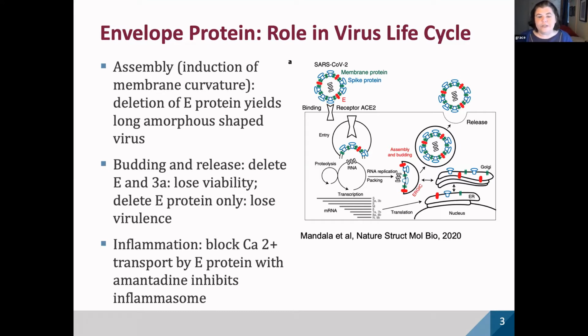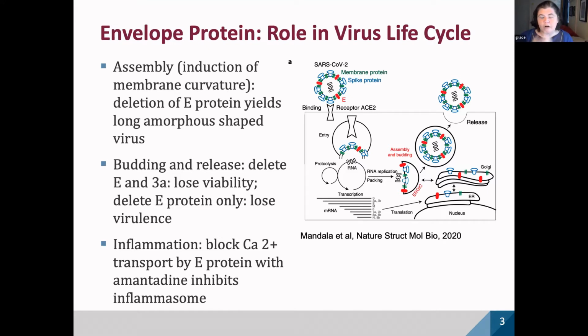Just deleting the E protein on its own, you lose virulence. But directly mapping these effects to the ion channel conduction properties has been challenging. So far as I know, the only direct connection that's been made is that if you are able to block transport of calcium through the E protein, then this inhibits inflammation.